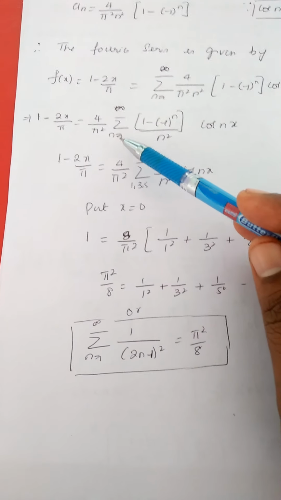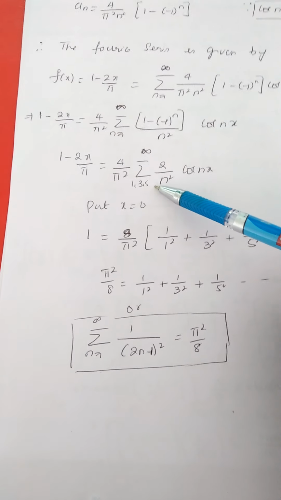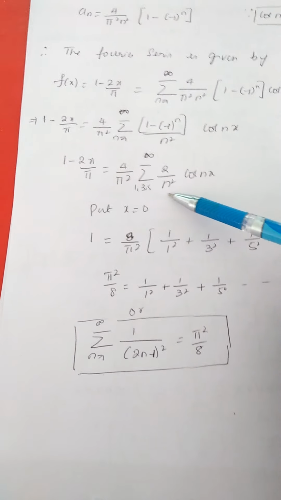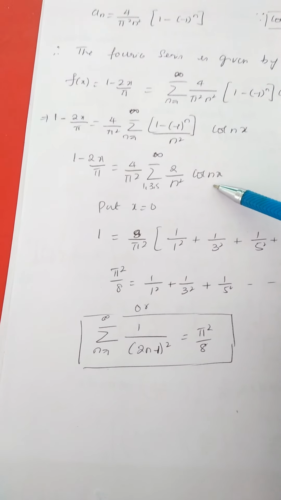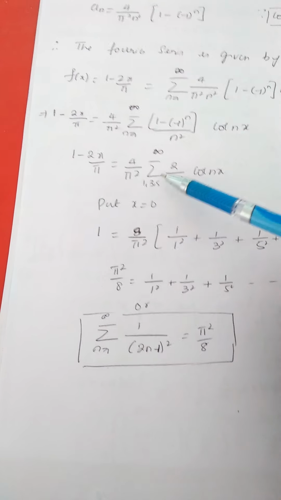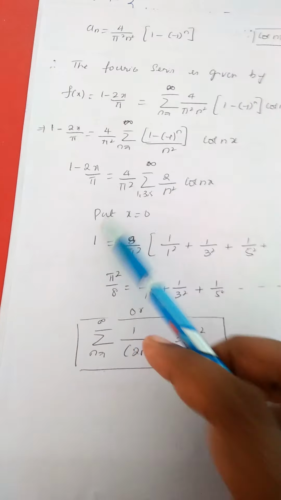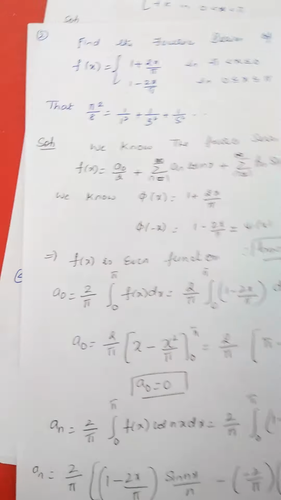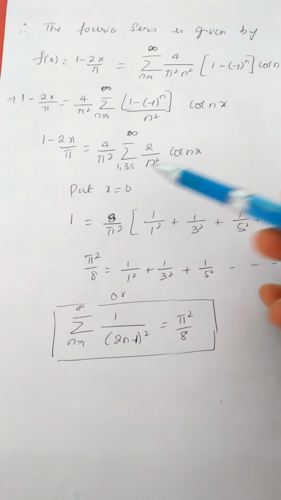Therefore, instead of 1, 2, 3, we have taken 1, 3, 5, 7 and so on. For those numbers, we get 2 by n square cos nx. Okay, so why do we have to write it in this way? Because we need to deduce the given equation. What is the given equation? You can see the question here: 1 by 1 square, 1 by 3 square, 1 by 5 square. So in order to prove that, we write like this.